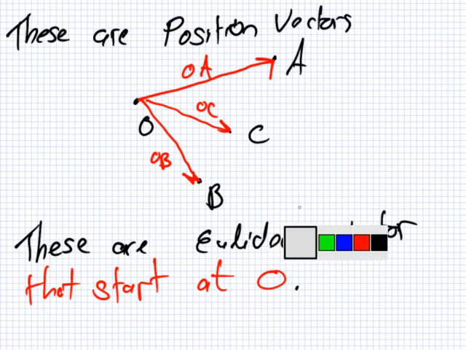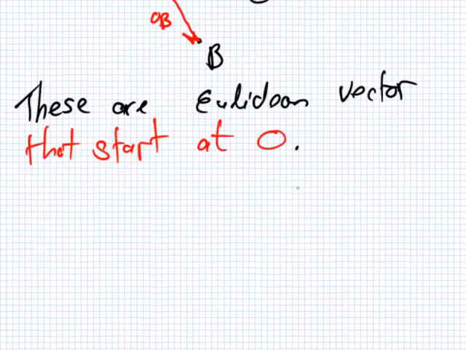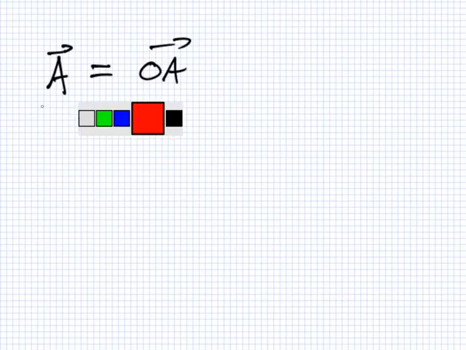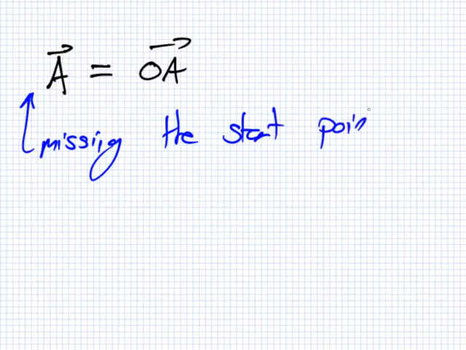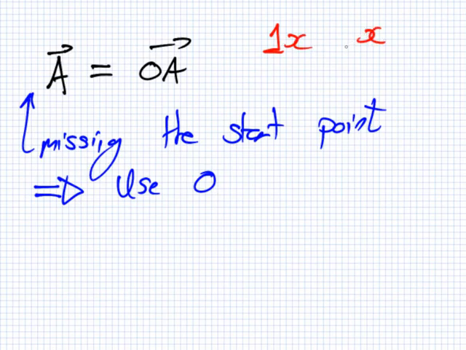Okay, so if you got this part, yeah? Now, there's a shortcut you can take. If you just write A, this is short for OA. In other words, if you're missing the starting point, then you use the origin. So it's not really missing. For example, if I write 1x and I write x, are they the same thing? Yeah, the 1 is there, isn't it? So with vectors, if there's something missing here, it's actually O.